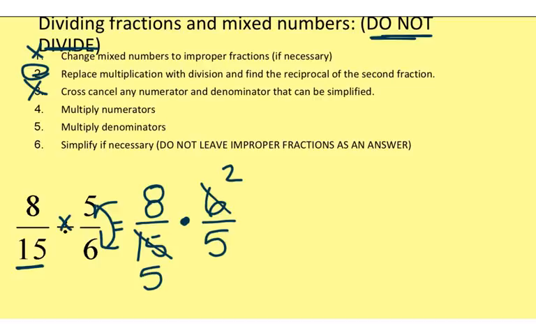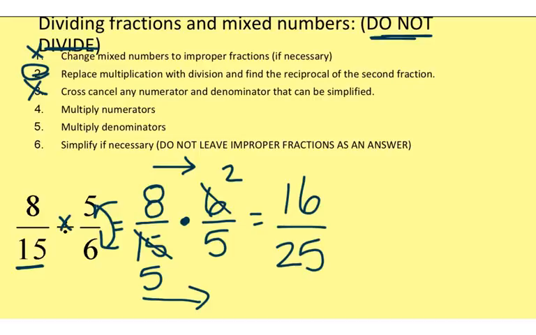Now let's just multiply. 8 times 2 is 16. 5 times 5 is 25. And when I look at these, I know that they cannot be reduced any farther. So my last step is done, and my answer is 16/25. Whew, seemed a little complicated, but you guys have done it before, so I think you'll be okay with it. Let's move on to one more slide where we look at mixed numbers.